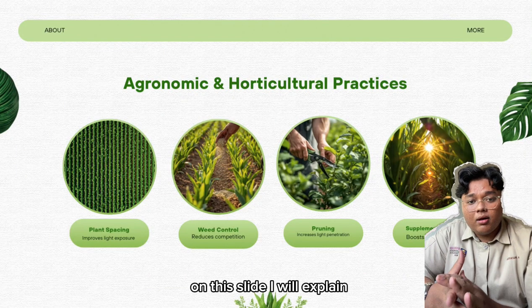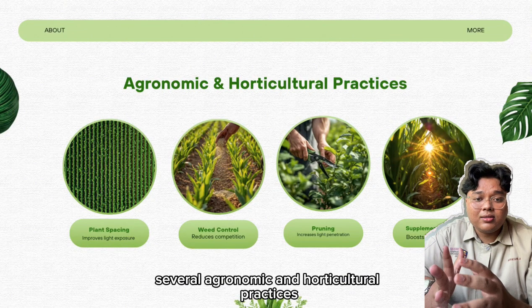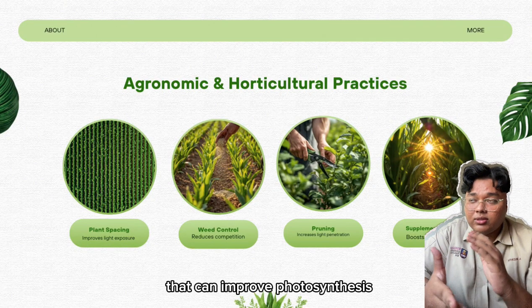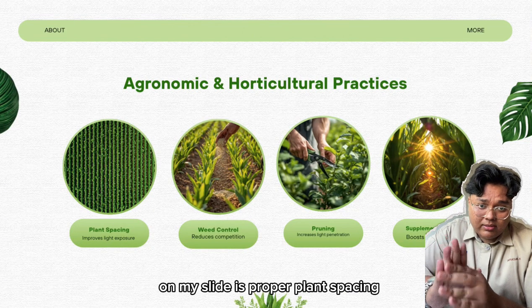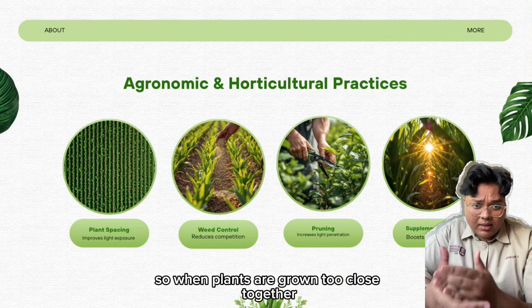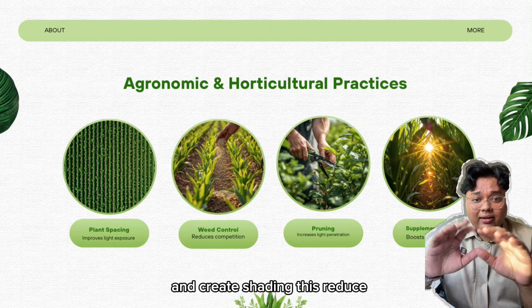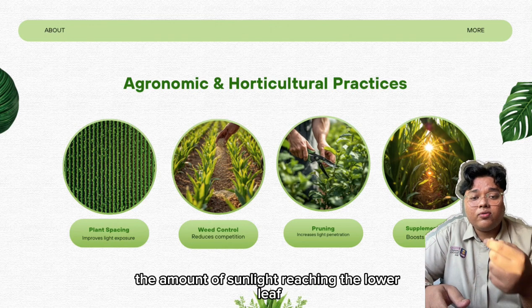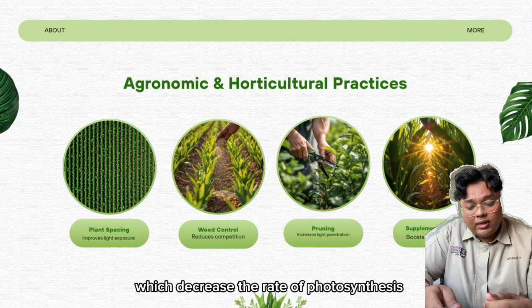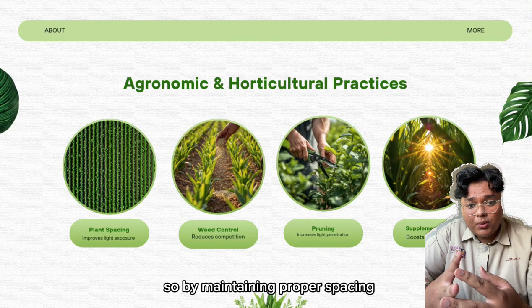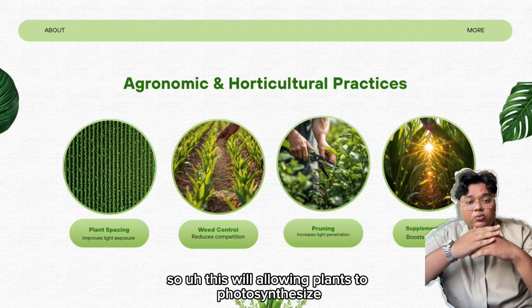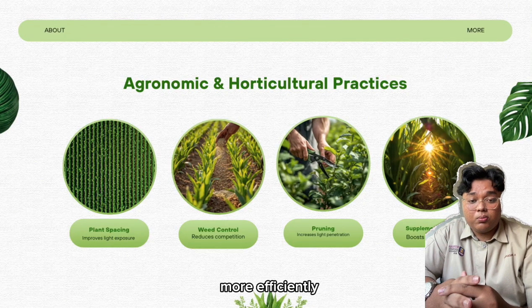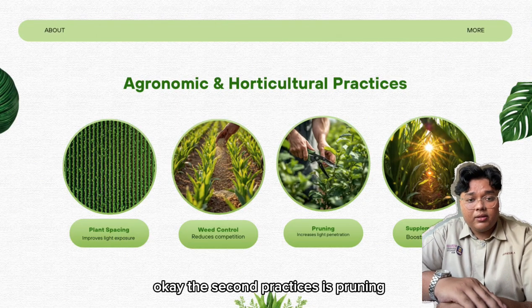Okay, on this slide, I will explain several agronomic and horticultural practices that can improve photosynthesis and ultimately increase crop yield. The first practice that we can see on my slide is proper plant spacing. When plants are grown too close together and create shading, this reduces the amount of sunlight reaching the lower leaves, which decreases the rate of photosynthesis. By maintaining proper spacing, more sunlight can penetrate the crop canopy, allowing plants to photosynthesize more efficiently.